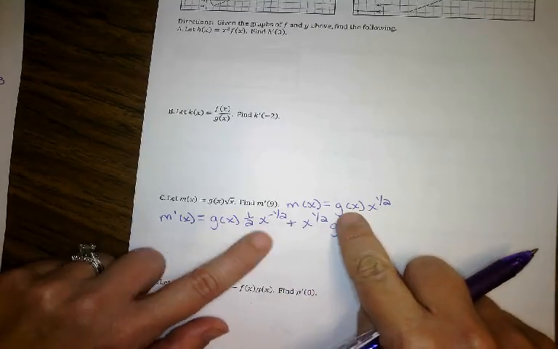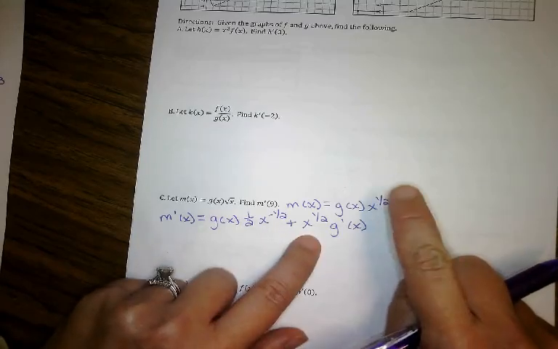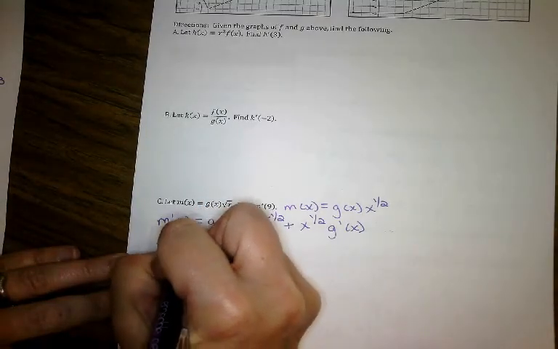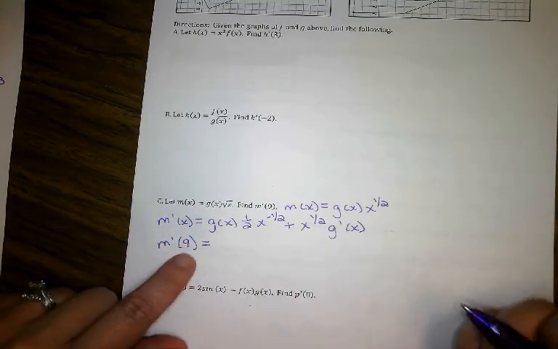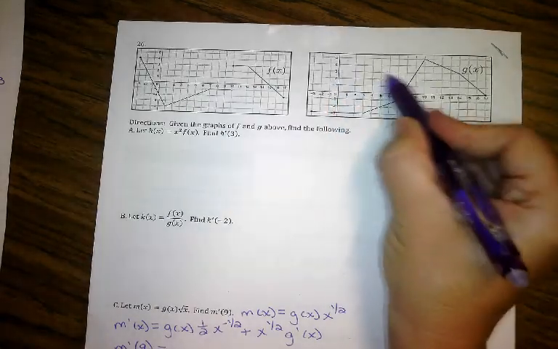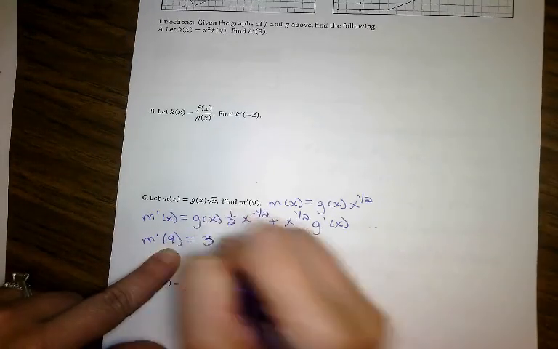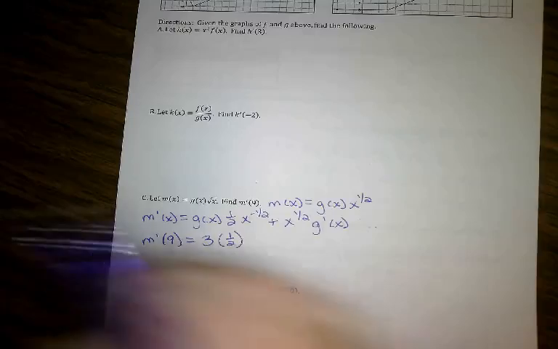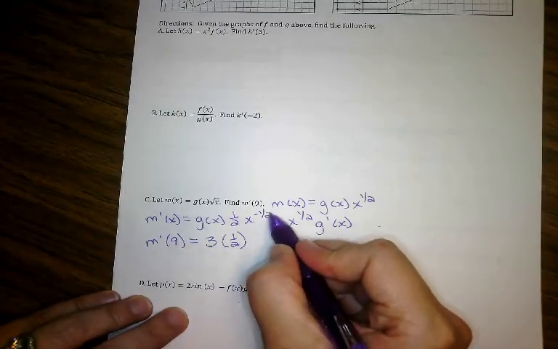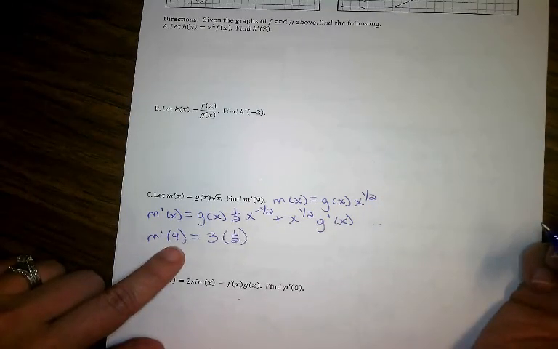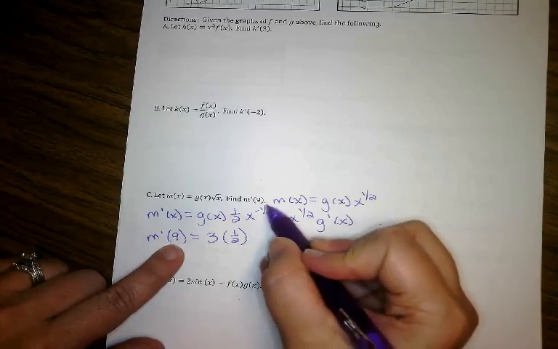Okay, m prime of 9. So I'm looking for g of 9. I'm going up to my graph up here, g graph 9, the value there is 3 times a half. I'm just going to leave that there for now. And then remember, this means to take a square root, and a negative means to do a reciprocal. So I got a couple things to think about here. I'm going to plug in 9, take the square root of 9. That's what a 1/2 power means. So that's 3. The negative means do the reciprocal. So this is going to be 1/3.